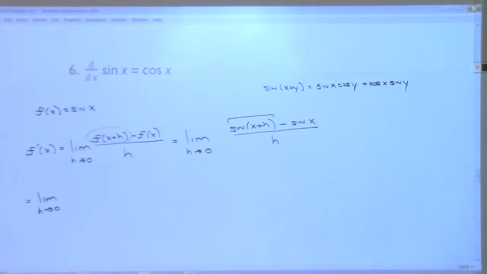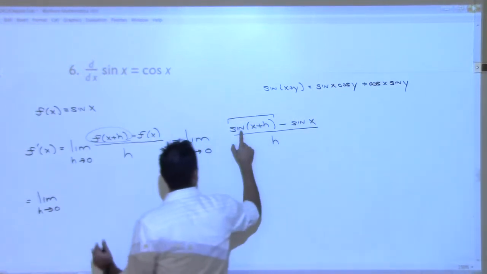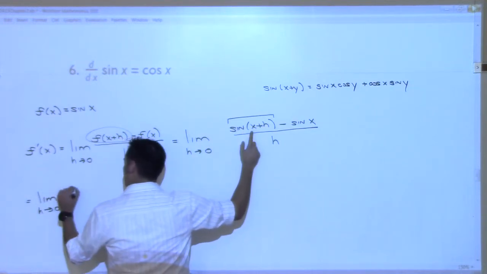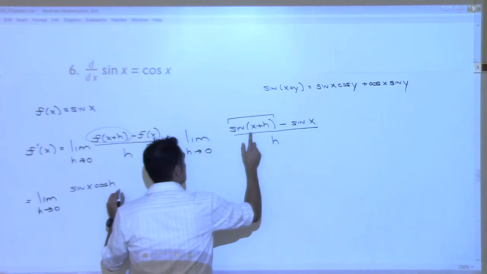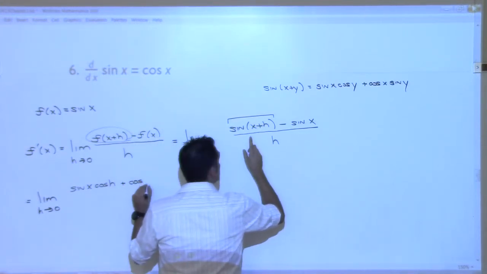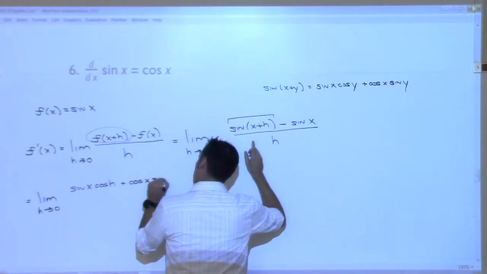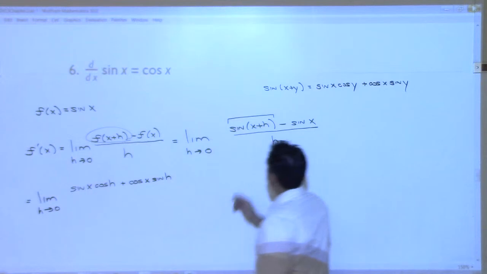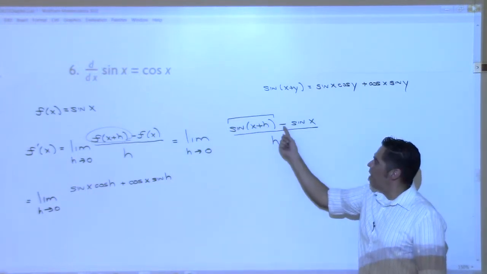Yes. All right, so if I use that formula here, what would this become? This would become what? Sine x cosine h plus cosine x sine h. Right? That's what this would become from pre-cal. And then minus sine x.